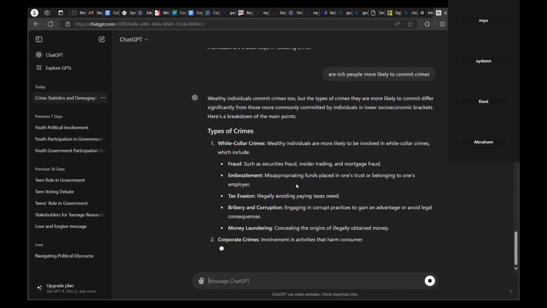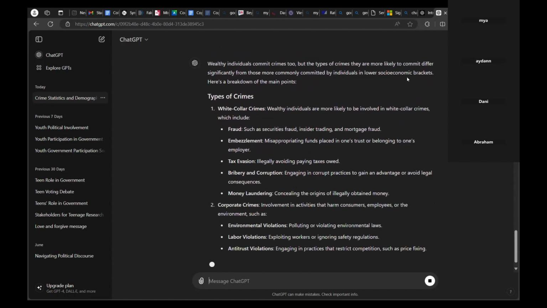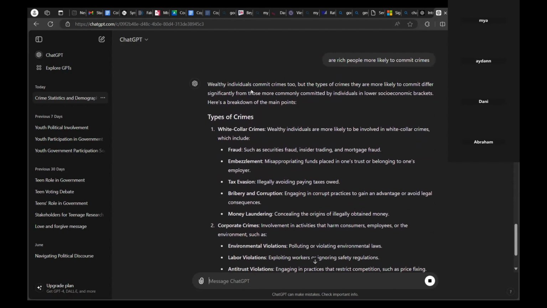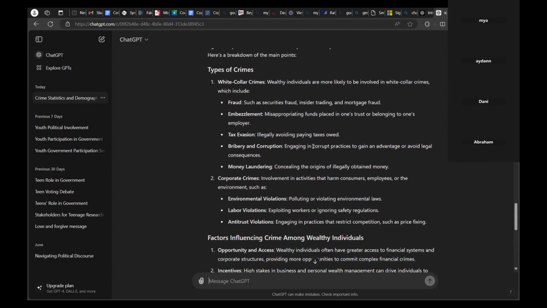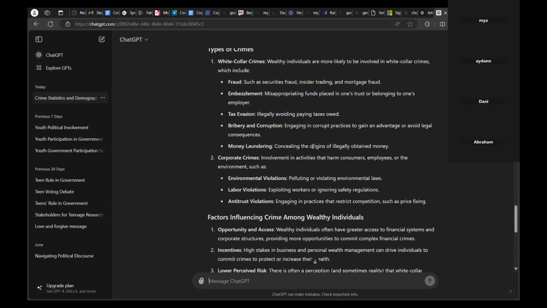Okay, so it doesn't give us a yes or no answer too. Actually, yes, it does. It says wealthy individuals commit crimes too, but the types of crimes they are more likely to commit differ significantly from those more commonly committed by individuals in lower socioeconomic brackets. Yeah, but that's still not a straight answer. True. So why would it tell us that?